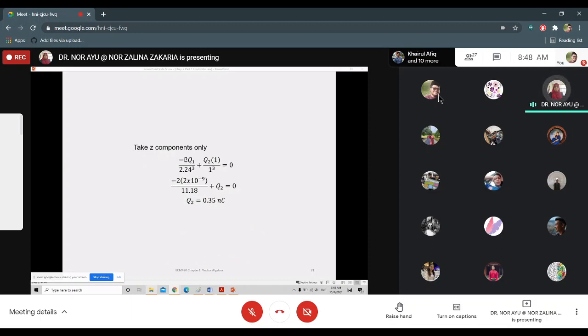Alright, so take this value over here, and you know that it's equal to 0, and you know the value for Q1. So the final answer for Q2 will be this one. So this will be the answer.